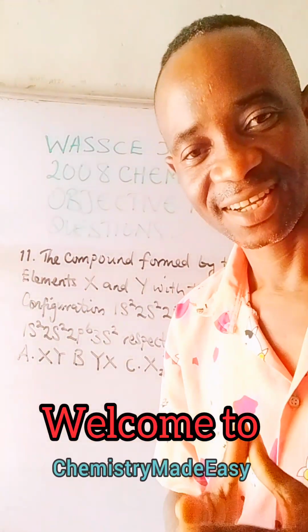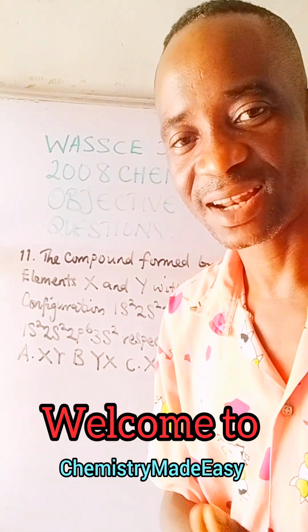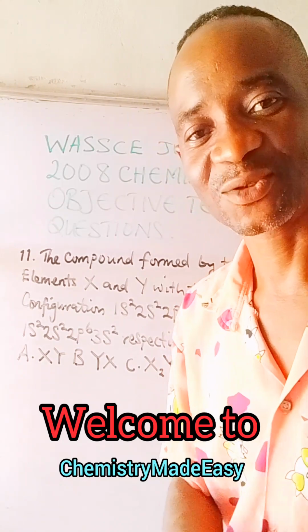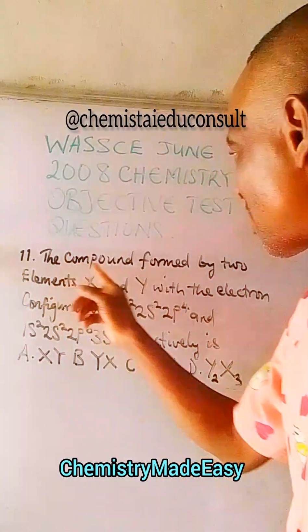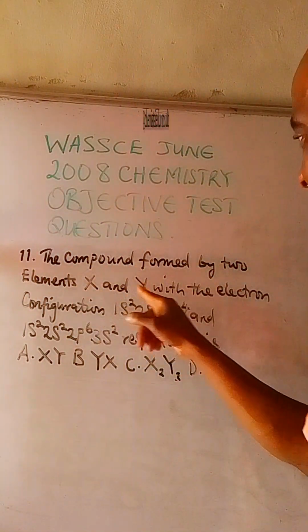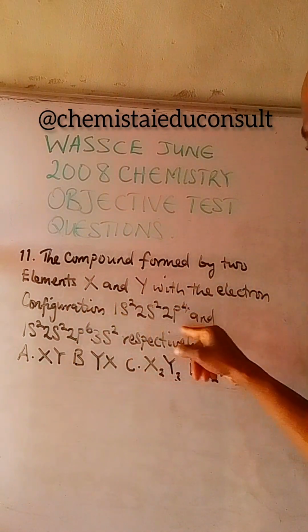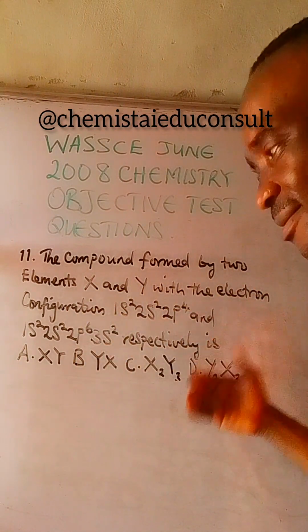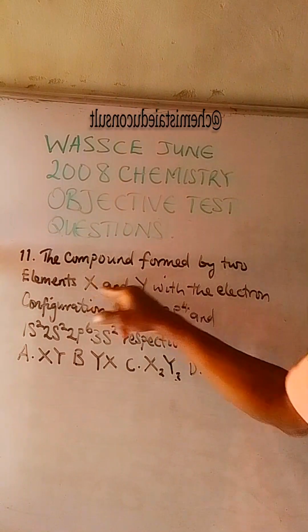Let's check this question on chemical combination. That is number 11, 2008. The compound formed by two elements X and Y with the electron configuration this and this respectively is... Which of these is the compound formed by X and Y?